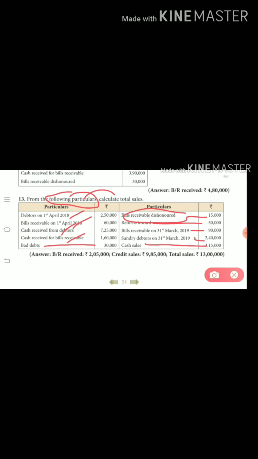In this question, find out the bills receivable, and then the credit sales account, and then total sales. There are 3 steps to be prepared. The first account is the bills receivable account.